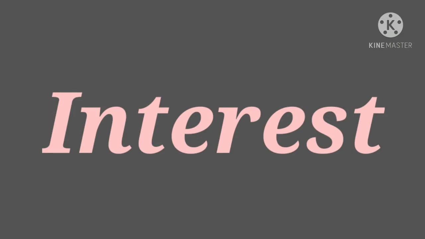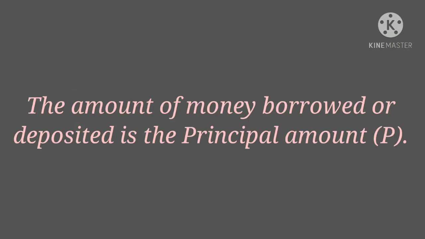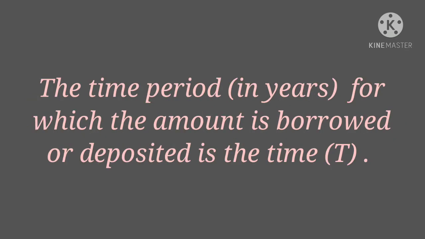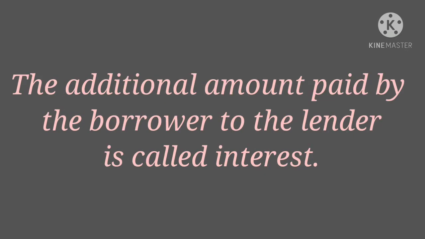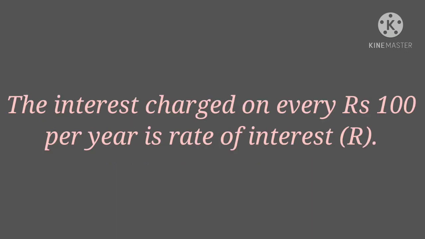Next topic, interest. The amount of money borrowed or deposited is the principal amount and it is denoted with P. The time period in years for which the amount is borrowed or deposited is the time and it is denoted with T. The additional amount paid by the borrower to the lender is called interest. The interest charged on every rupees 100 per year is rate of interest and it is denoted with R.